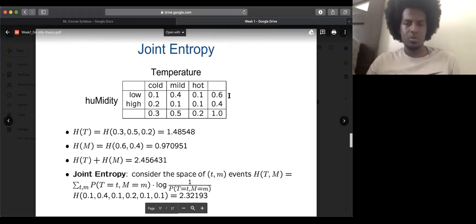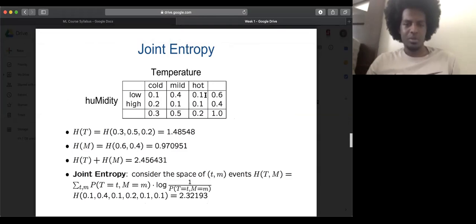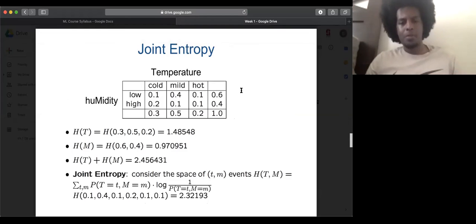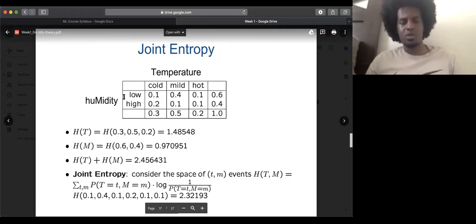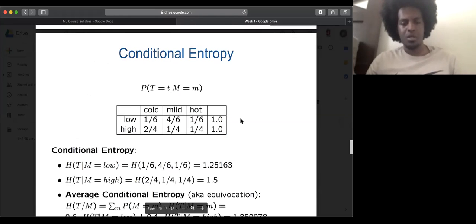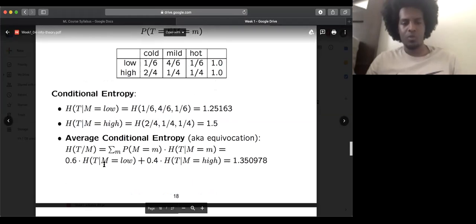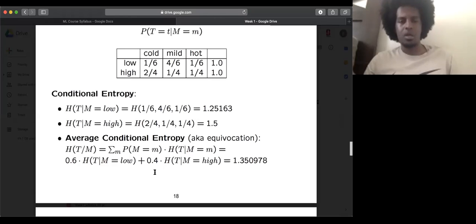It's this one. Oh, I can't highlight. But you see it. If you go across the row of low, you get a 0.6 over here. So they're looking at the sum of all temperatures across low humidity. And then down here, you're taking the conditional entropy for that same thing. So that's the probability for it. And then the 0.4 is the probability that your humidity is high across all temperatures.